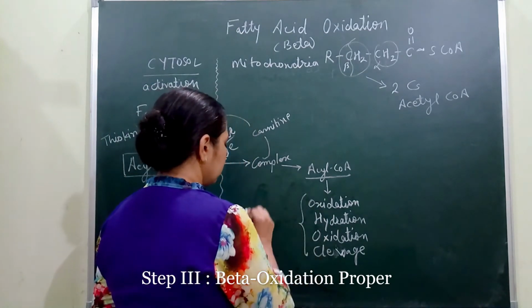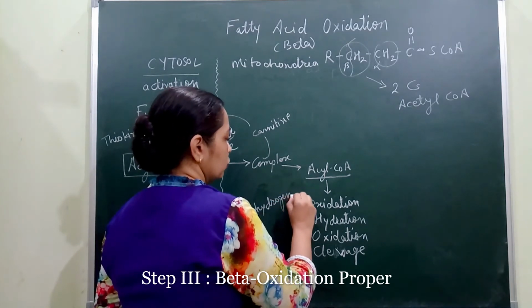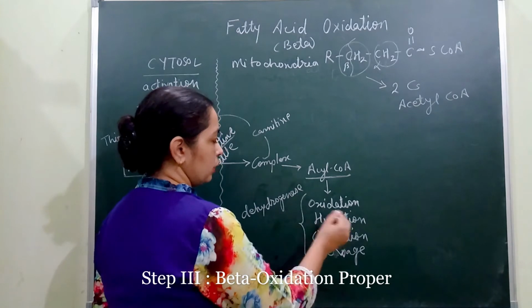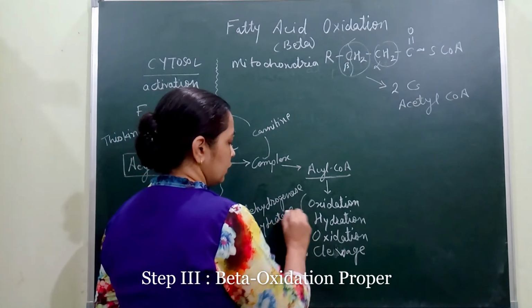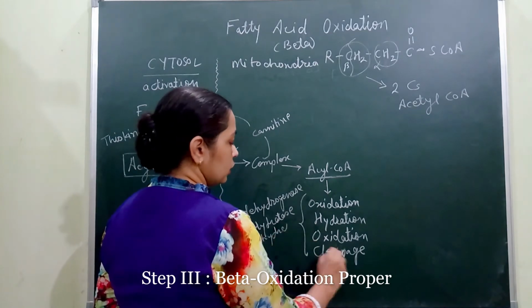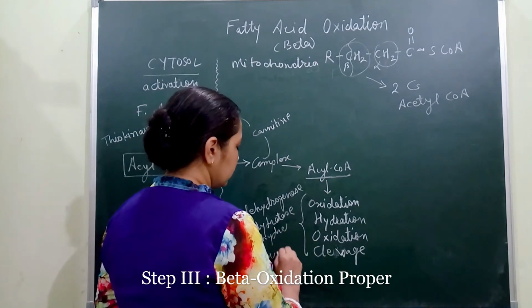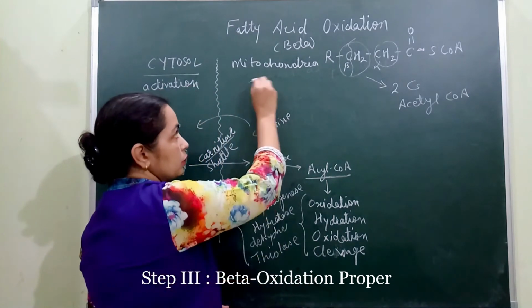In this process, some dehydrogenase enzyme is required for oxidation, for hydration a hydratase enzyme is required, then again some dehydrogenase is required, and for cleavage a thiolase enzyme is required. So these all enzymes are present inside the mitochondria.